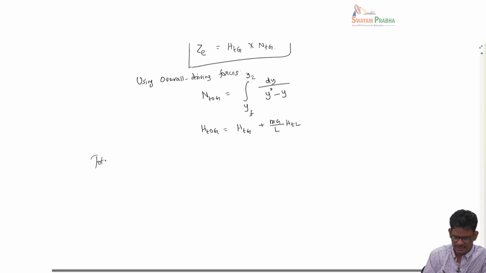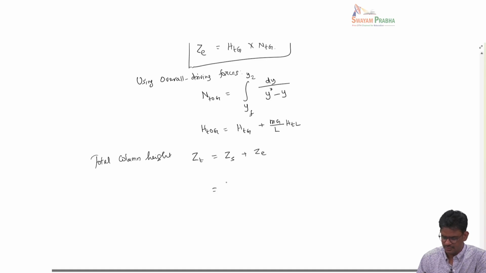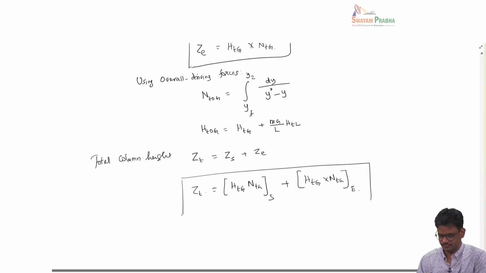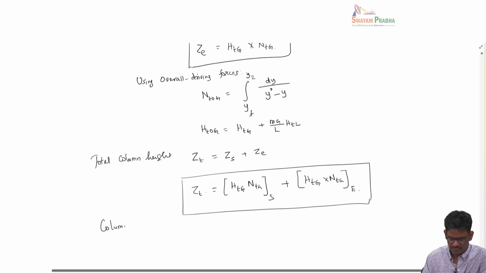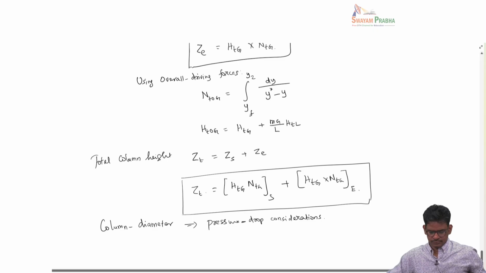So the total column height ZT is ZS plus ZE, and this is something we wrote as HTG times NTG for the stripping section plus HTG times NTG for the enriching section. And column diameter is to be obtained from pressure drop calculations. Okay, that's all.